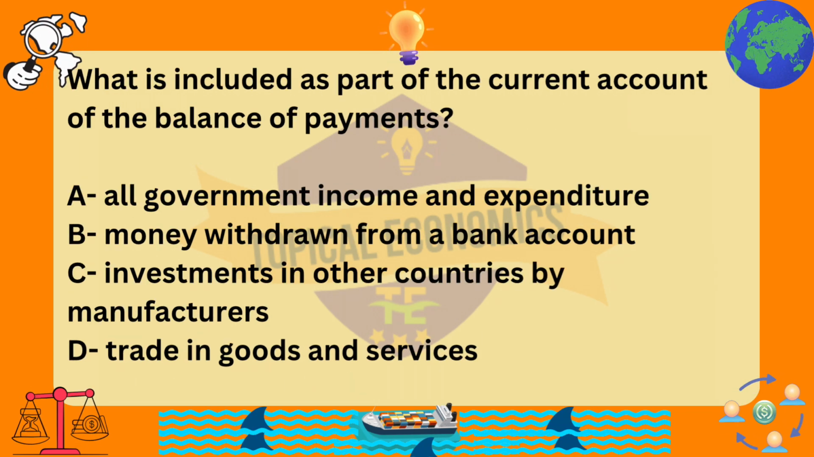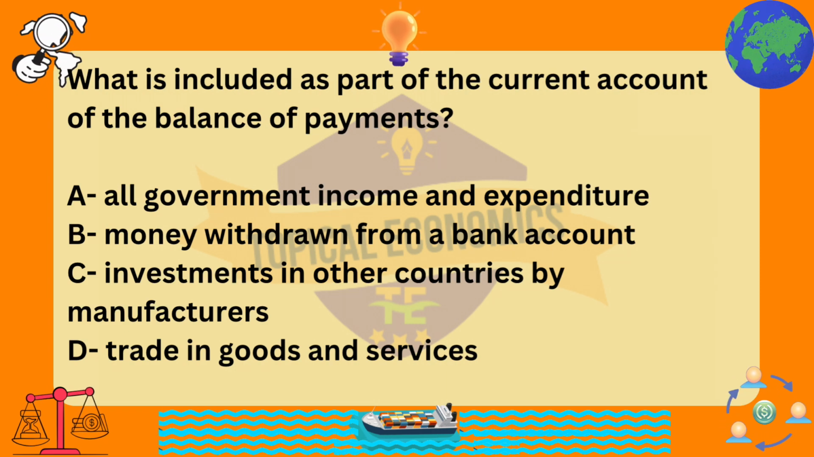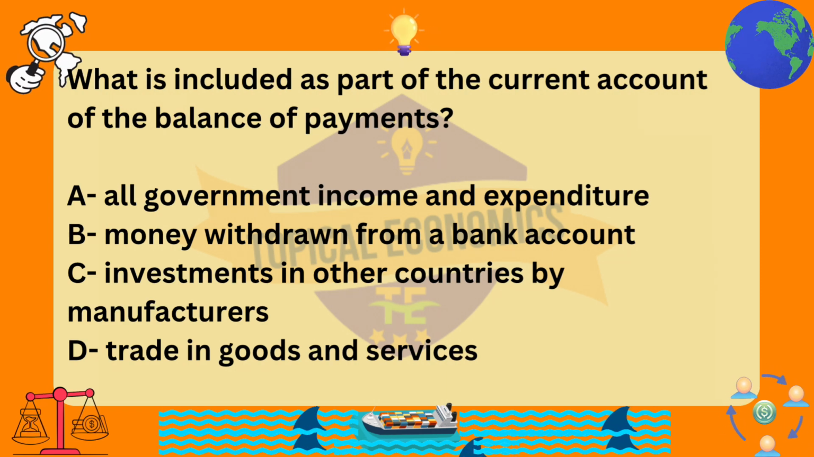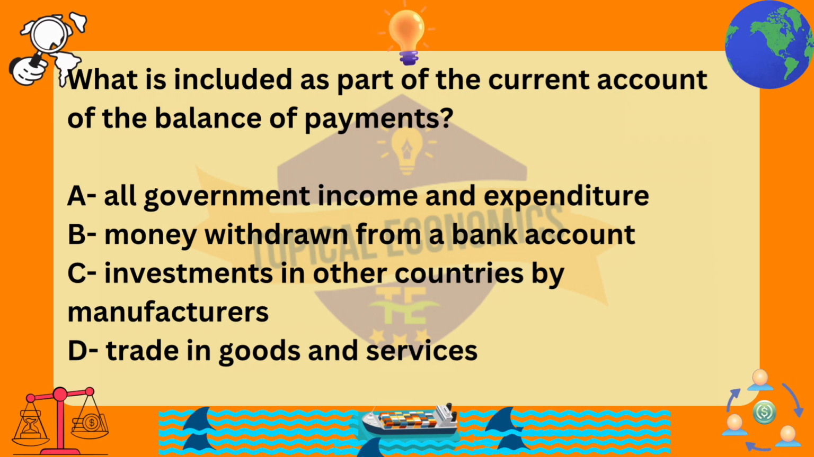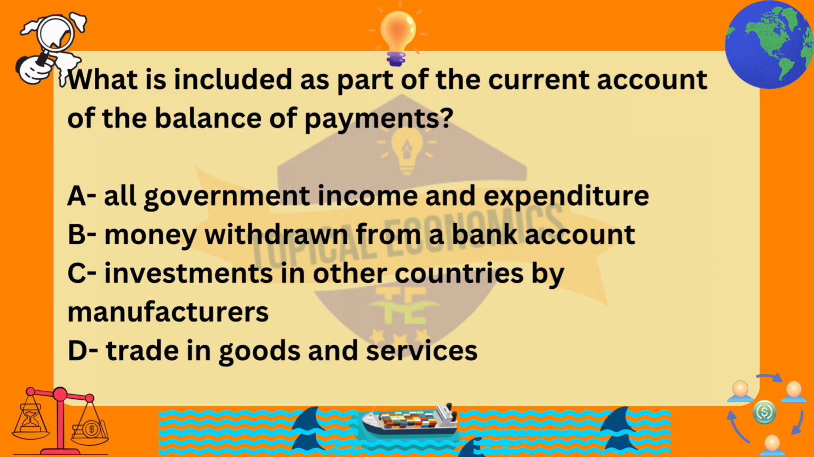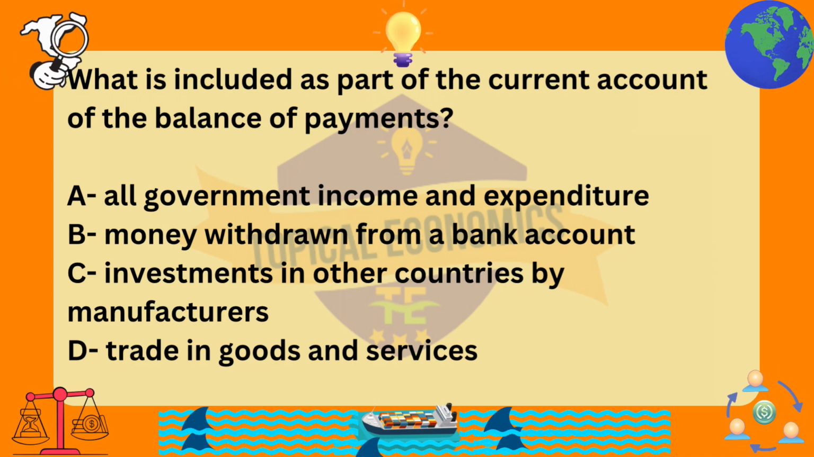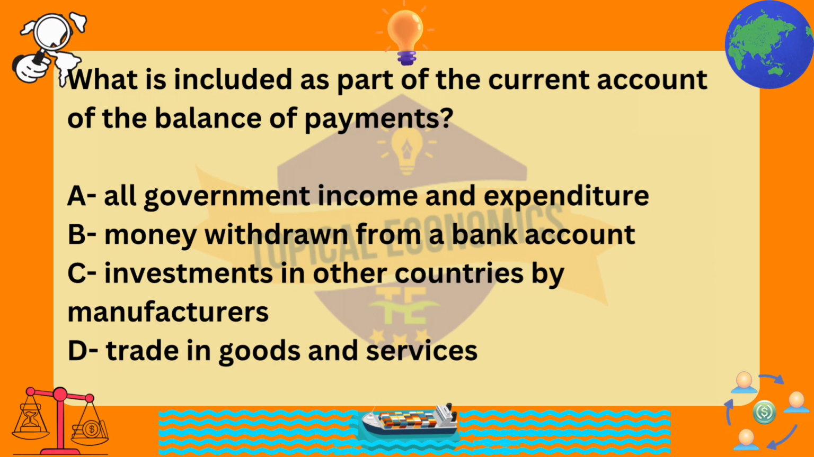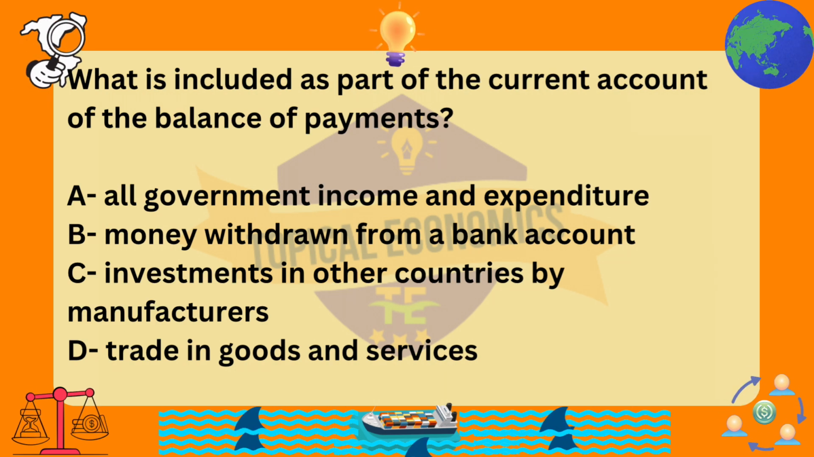What is included as part of the current account of the balance of payments? A. All government income and expenditure. B. Money withdrawn from a bank account. C. Investments in other countries by manufacturers. D. Trade in goods and services. Reference: 2020 May-June version 1. The correct answer for this question is option D. Trade in goods and services.